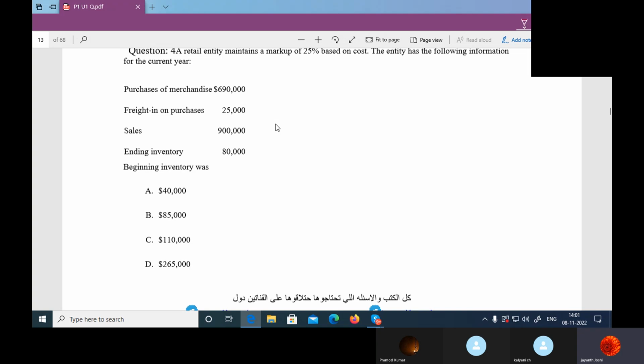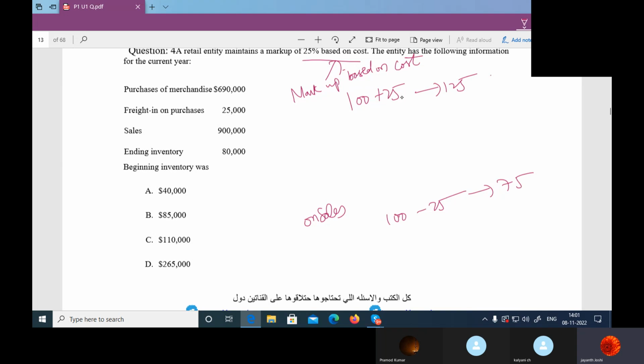So this answer would be, a retail entity maintains a markup of 25% based on cost. So we'll take an equation: 100 plus 25, 125. This is markup based on cost. If it is on sales, then margin on sales, then 100 minus 25, 75. Pramod, are you following? Yes, sir. So this is cost price, profit, selling price. This is selling price, profit, cost price.